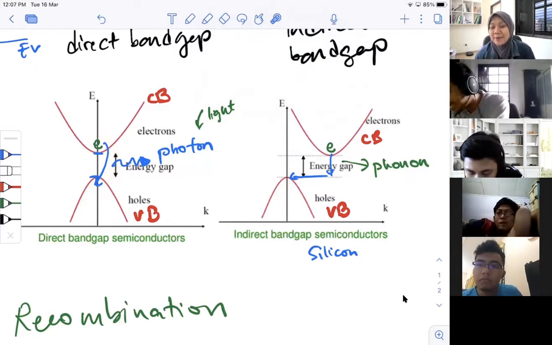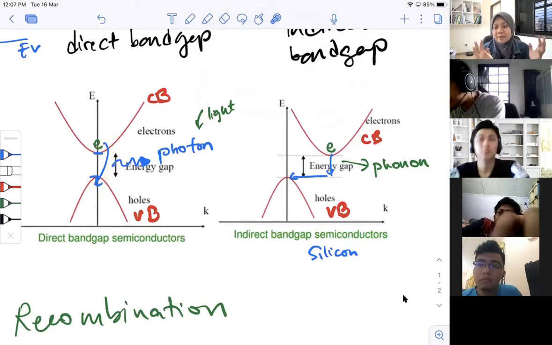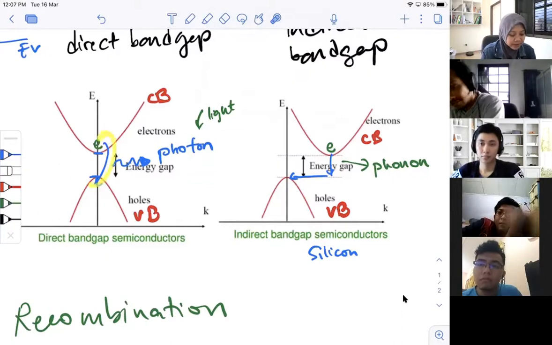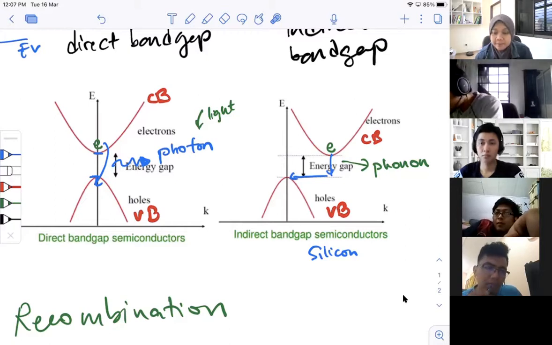But we understand that the hole will go over here, because in order for the hole to be bound, the hole has to go back here. The electron has to be here, right? So when recombination happens, you are losing free carriers. You're losing free electrons and you're losing free holes. Okay, any more questions?